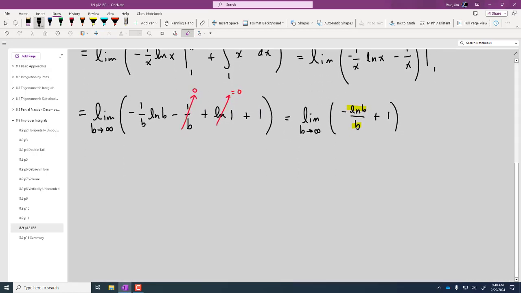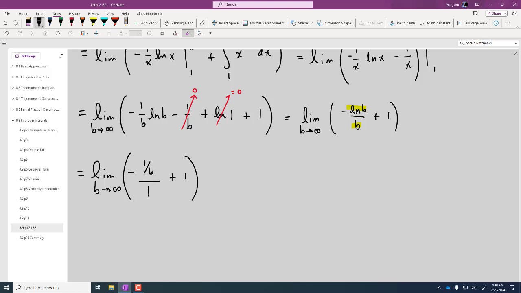So L'Hôpital's rule says we are going to look at the limit of the quotient of derivatives. So we take the derivative of the numerator, we take the derivative of the denominator, and we're taking the derivative with respect to b. So there, and we're not going to take the derivative of the 1. Okay, so we're taking the derivative of this with respect to b, that's 1 over b, and the derivative of b with respect to b is 1. Let's just write it one more step, so that's negative 1 over b plus 1 as b goes to infinity. And what does that go to? That piece right there goes to 0. That piece goes to 0. So our overall limit is 1.